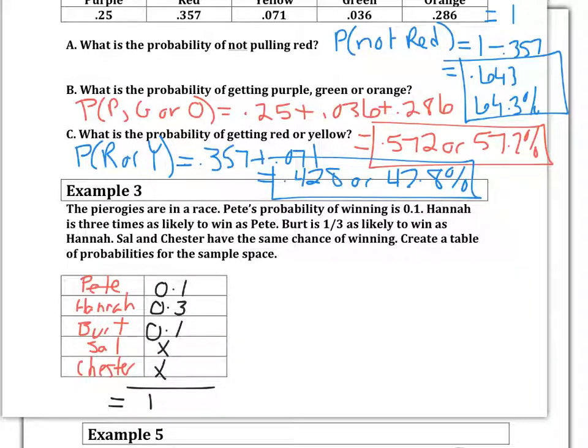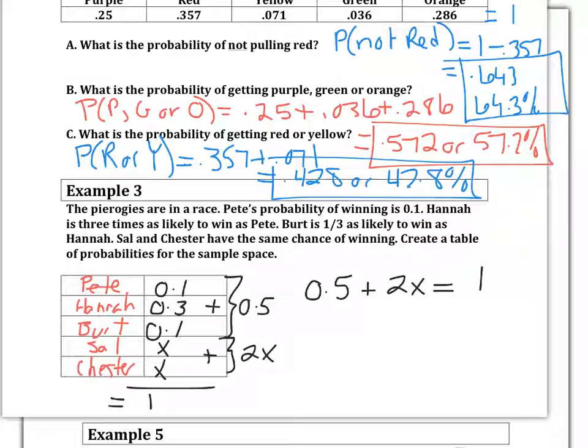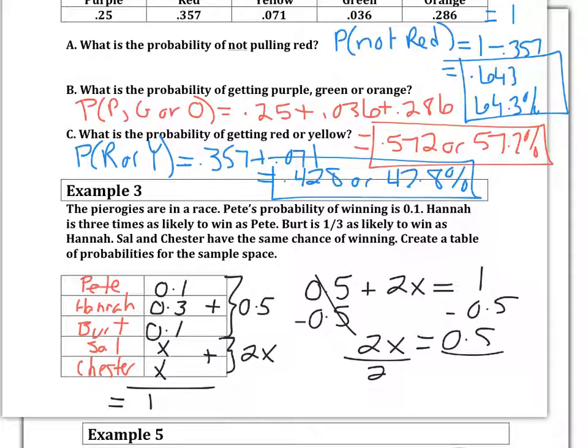So now I'm going to create an equation with what I know. So I know that Pete, Hannah, and Bert, if I add those up, they total 0.5. Then I take Sal and Chester and add those up, and they would equal 2x. So the equation I could write here would be the total of all 5 of them, which would be 0.5 plus 2x equals 1. And then I just solve it. So I would do minus 0.5 on both sides, and I would get 2x equals 0.5. Lastly, I would divide by 2 and find that x is equal to 0.25.